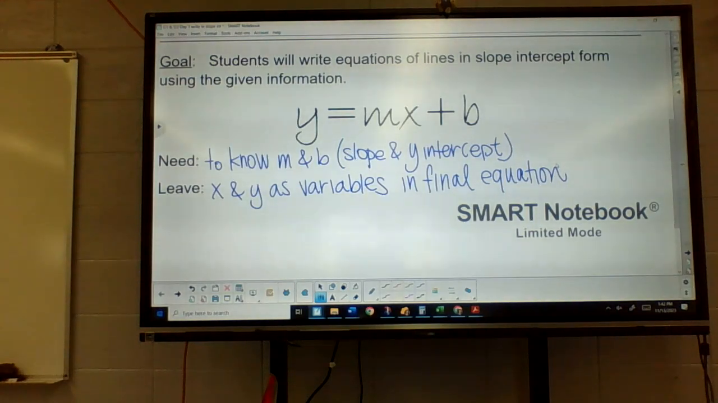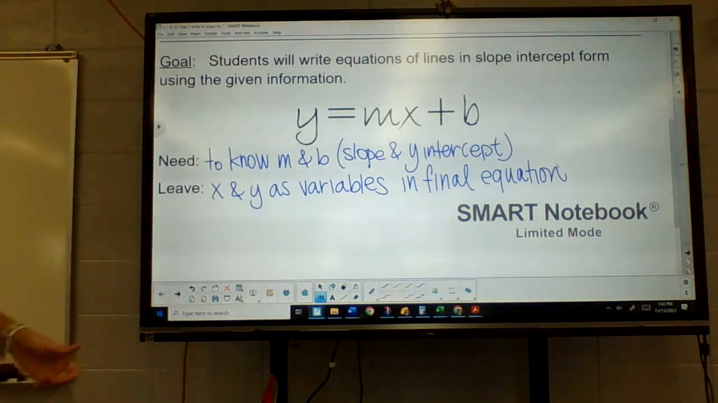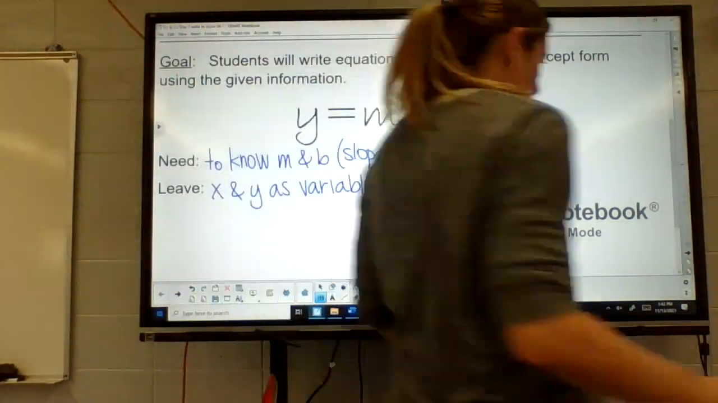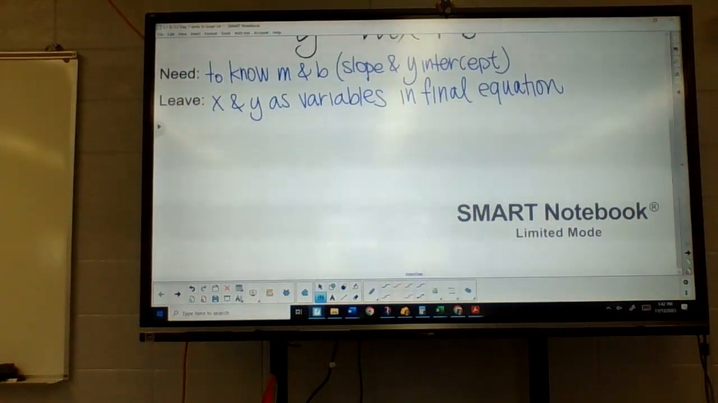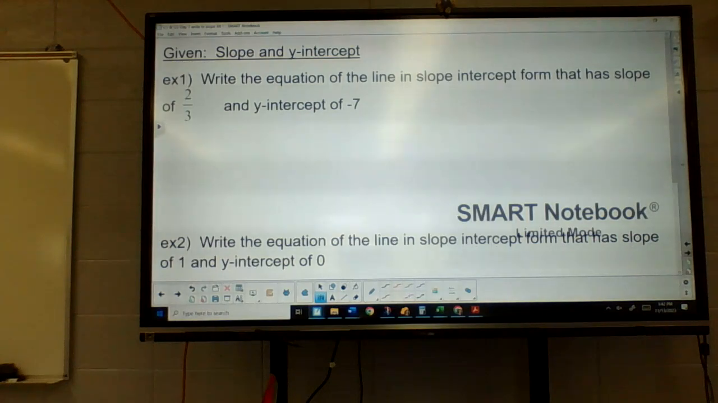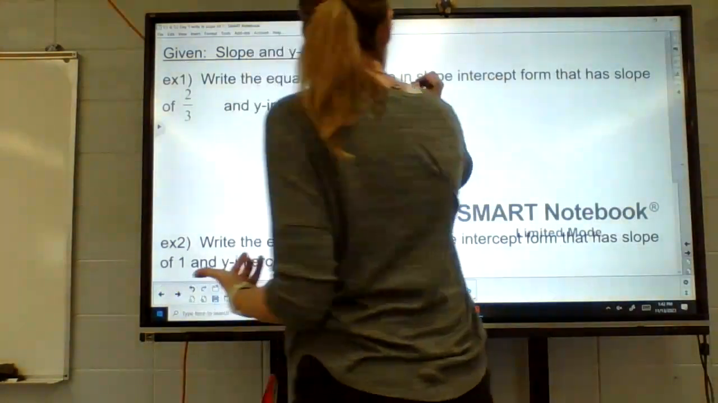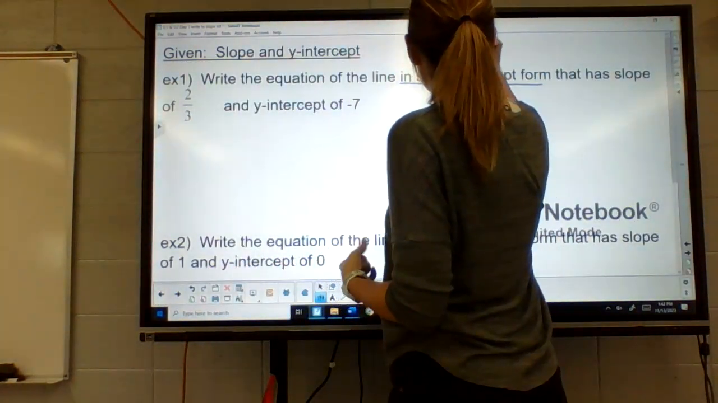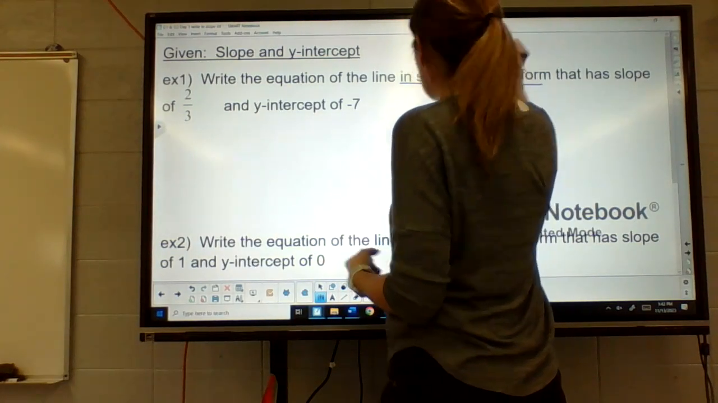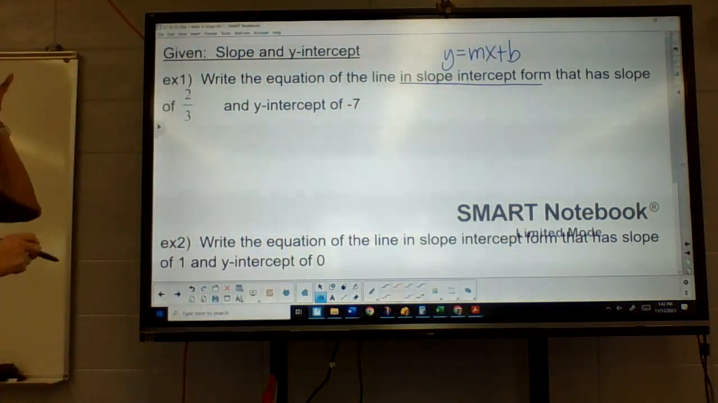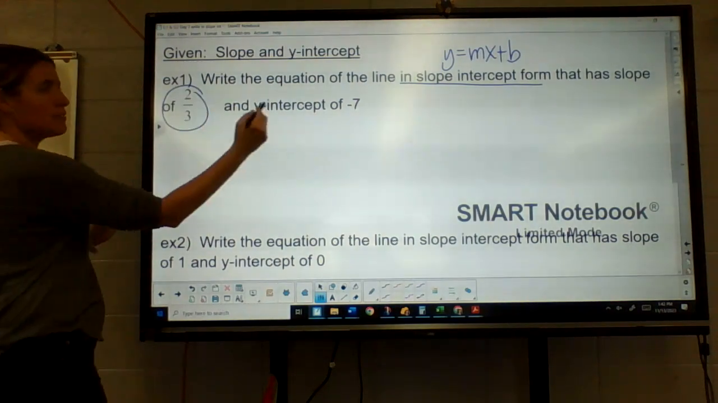Okay. So guys, looking at this first example, like I said, it's not meant to be a very tough question, but since you've never done it before, it's totally understandable if you don't know what I'm asking you guys to do. It says write the equation of the line in slope-intercept form. So that's that y equals mx plus b, that has a slope of 2/3 and the y-intercept of -7.